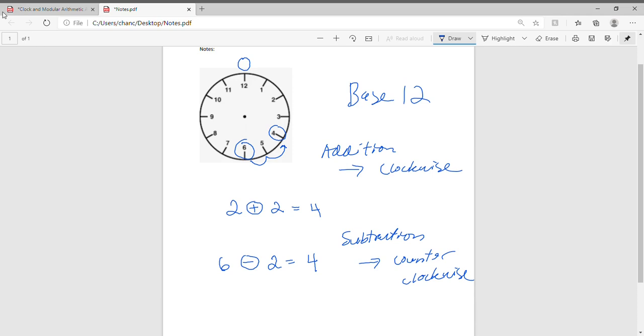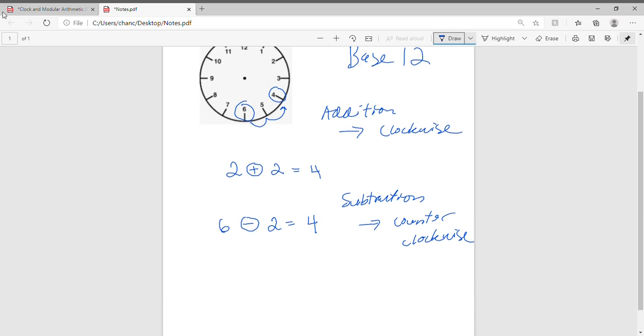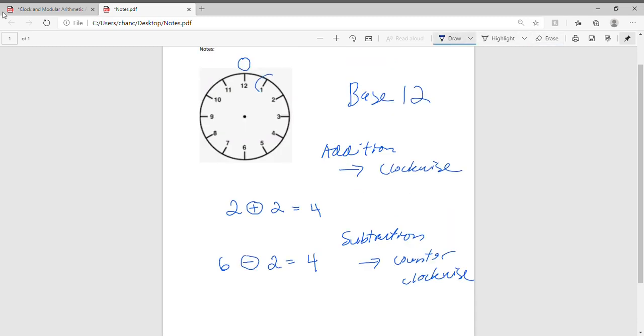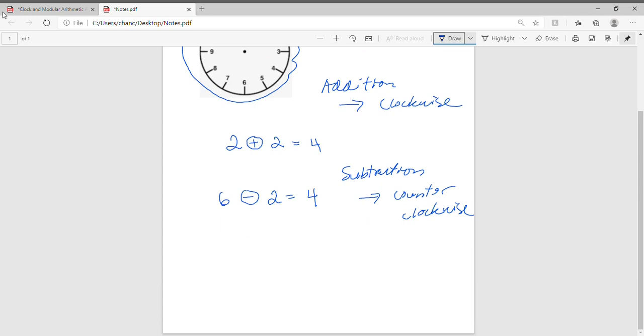Now, why did I say 12 acts kind of like a 0? Well, think about this. If I were to start at 1 and add 12, I would end up back at the same place. So 12 acts kind of like 0. Now 0 is the identity for addition. What I mean by that is, consider 5 plus 0. You're going to get 5 back. The 0 is the identity for addition.